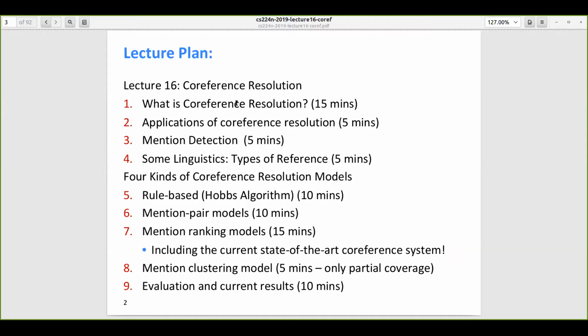And there is something called mention detection, which is part of coreference resolution. We'll see what that is. There are different kinds of coreference resolution models, which are traditional models, and then we have neural network driven coreference resolution models as well. We'll touch upon that. And then there's something called Hobbs algorithm, which is a rule-based coreference resolution model. And mention pair and mention ranking are two other kinds of resolution models. So these are all the things that we'll be going through quickly in this lecture.